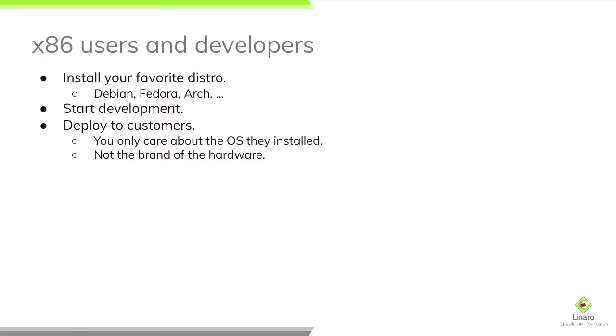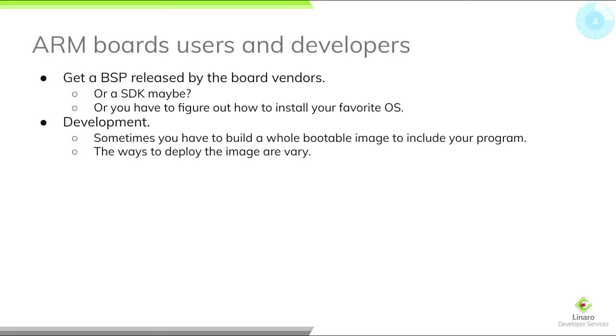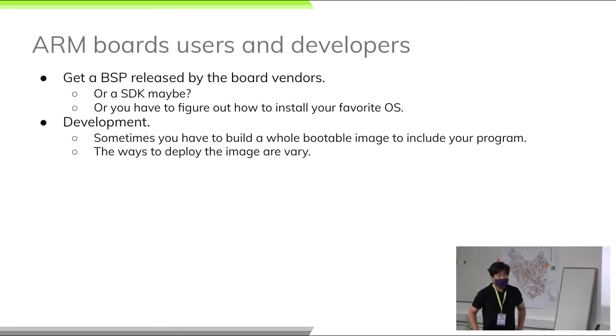But ARM is different, because there are a lot of SoC vendors, since ARM sells the IP to the SoC vendors. And SoC vendors make different chips and have different ways to run it. So normally if you are using ARM, you buy a board, because the vendor or the customer asks you to use this board, and you get the BSP from that board vendor. And sometimes you are not able to use Debian because the board vendors give you something else.